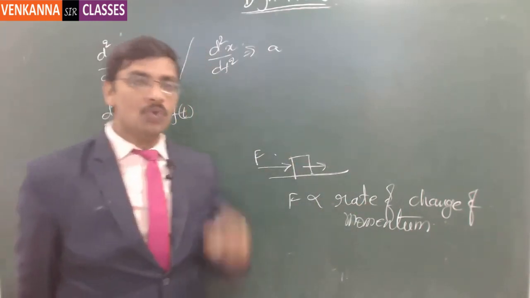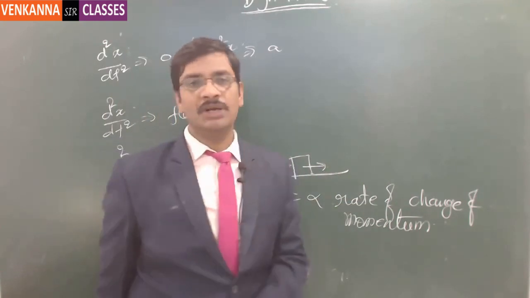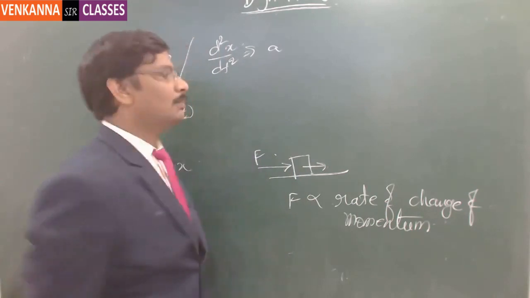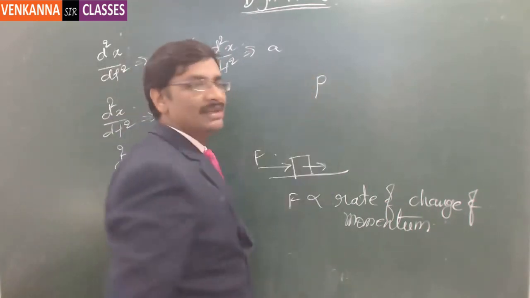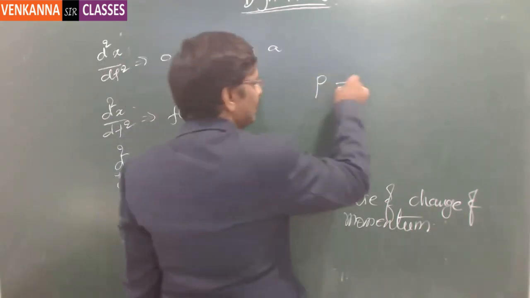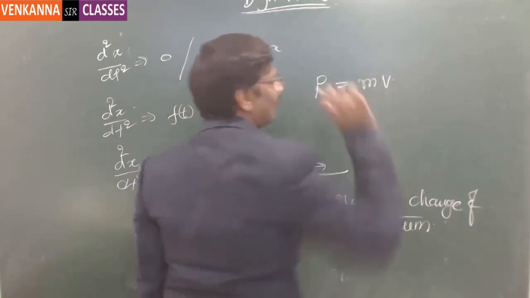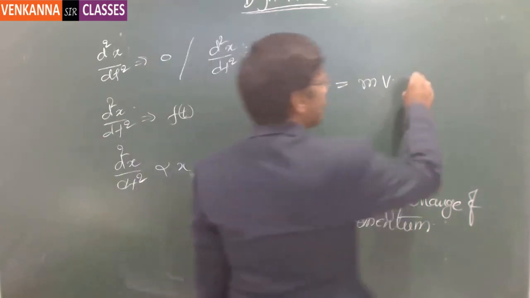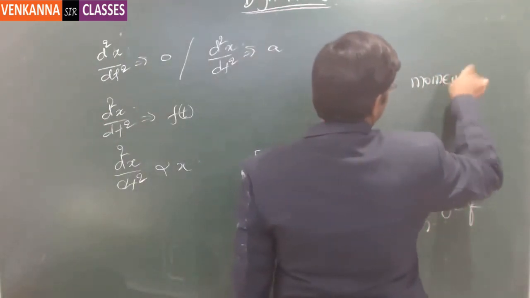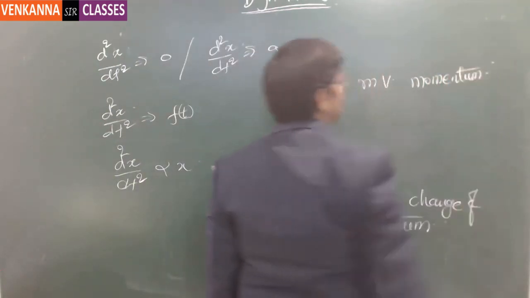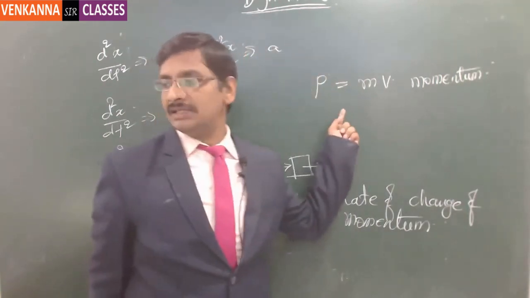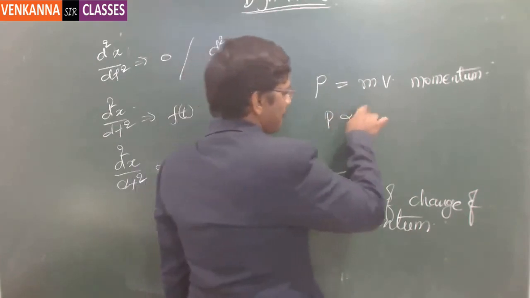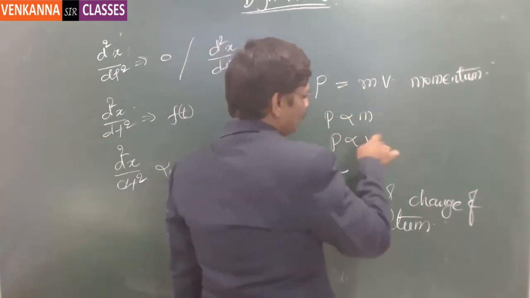So moment is different and momentum is different. Moment is nothing but torque in the case of statics. But momentum is represented with the letter P, and this is the product of mass and velocity. This is what is called the momentum. So this momentum is proportional to m, and this momentum is proportional to the velocity.